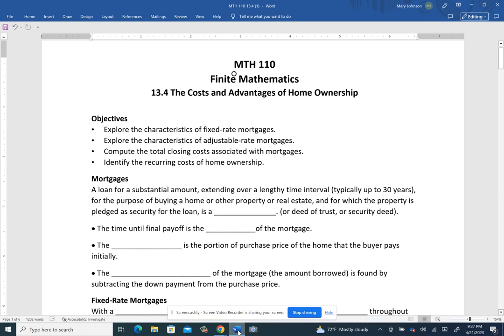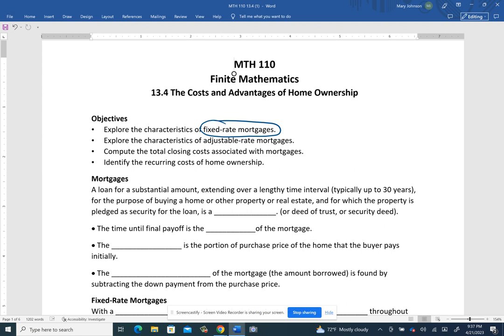All right, this video is going to deal with the cost and advantages of home ownership. This is section 13.4. In this video, we're going to primarily be looking at characteristics of fixed rate mortgages.